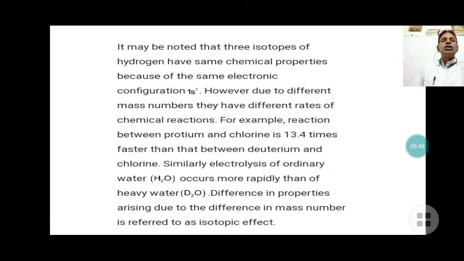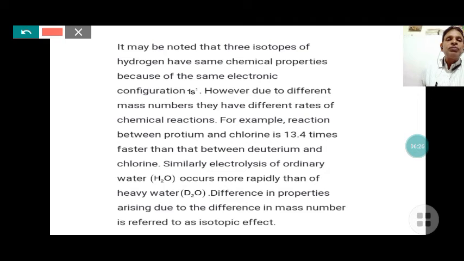Now it will be noted that the three isotopes of hydrogen have the same chemical properties. Because they have the same atomic number and the same electronic configuration, they must have the same chemical properties. However, due to the different mass numbers, they have different rates of chemical reaction. When they react with another substance, the rate of reaction differs. Protium reacts fastest, deuterium is slower than protium, and tritium is the slowest, the least rate of chemical reaction.